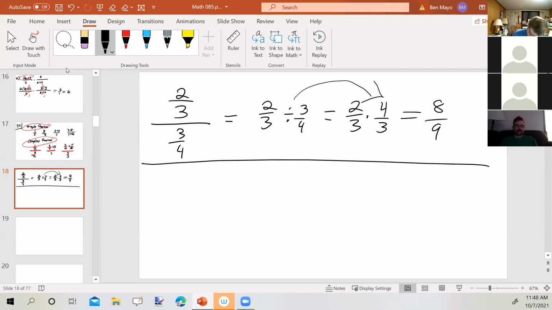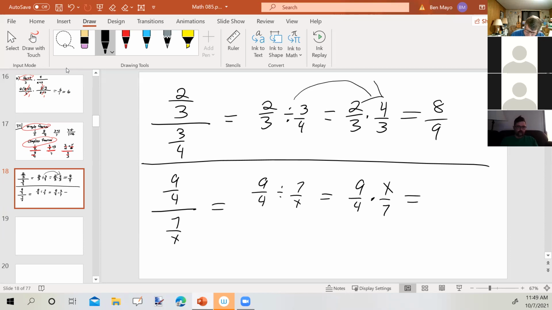All right, here's another example. 9/4 divided by 7 over x. So we have a single fraction divided by a single fraction. This is 9/4 divided by 7 over x, which is 9/4 times x over 7. Again, there's nothing I can reduce out of there, so my final answer is 9x over 28. Any questions there? All right.